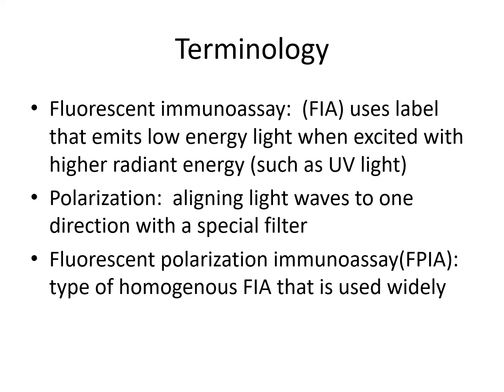Let us first describe some terms. First is fluorescent immunoassay, from the word fluorescence. This is one which makes use of a label that emits low wavelength light, which can be excited to transmit higher energy light. For example, UV. UV has an energy of about 350 nanometers, and it can be transmitted at a higher wavelength.